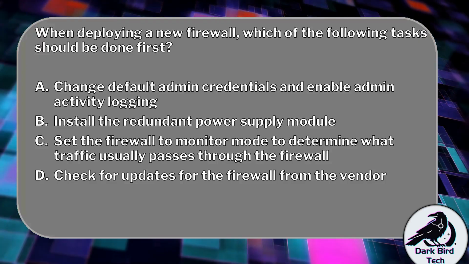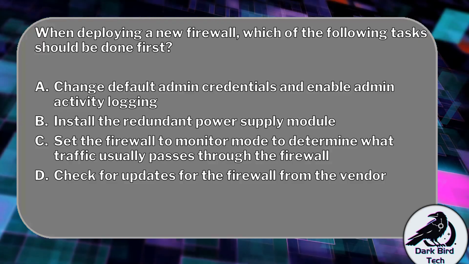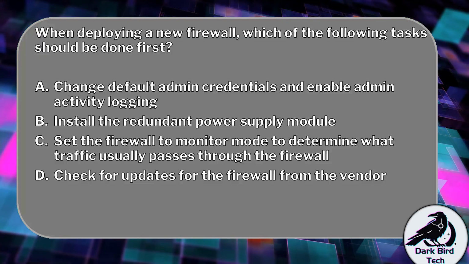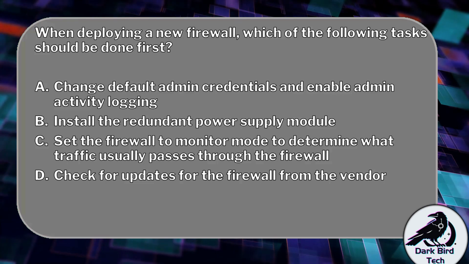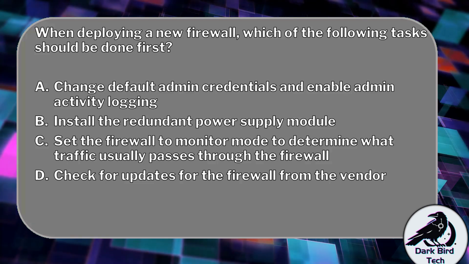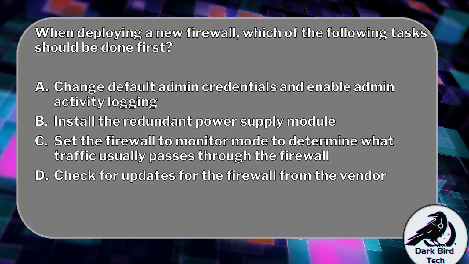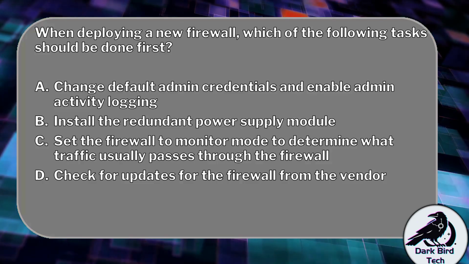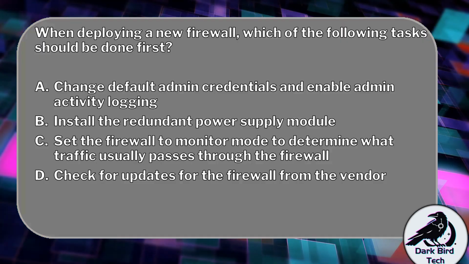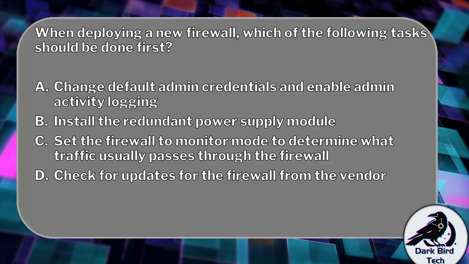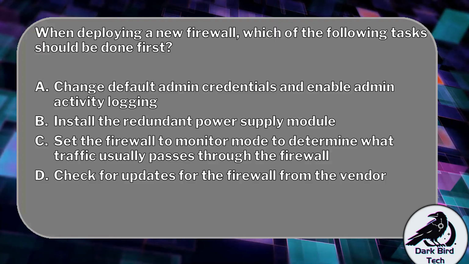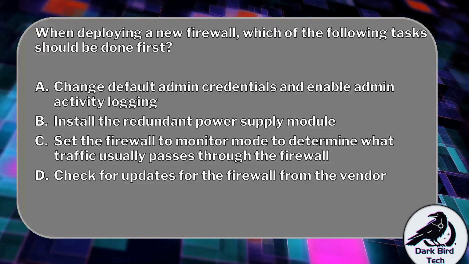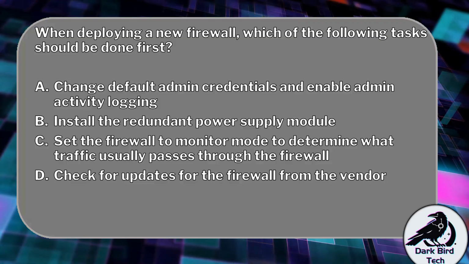But setting the firewall into monitor mode, I would definitely be doing that as part of the initial deployment, but I'm definitely going to be looking at doing options A and B first. They are more likely to be done first. And then same for D. I would probably do D, checking for updates, before I do a setup where the firewall runs in a monitor mode. So these are all too good. So what should we do if we have a question like this where basically every answer is right?